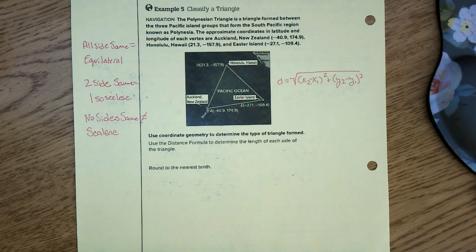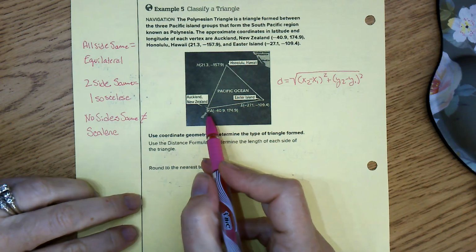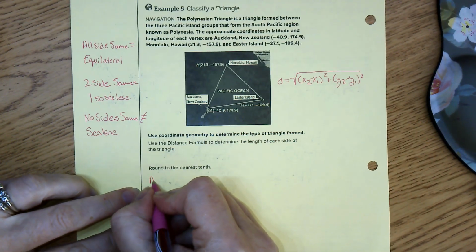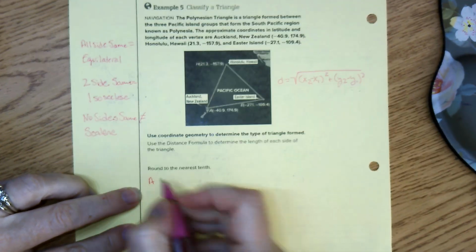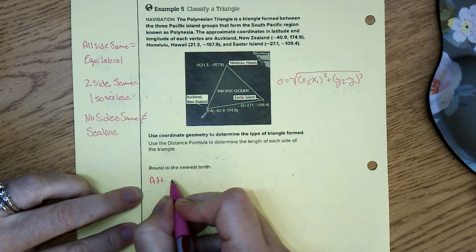We're going to put things in and use our distance formula. We've got this. It just takes some time. So what do we want to do first? We're going to go from New Zealand to Honolulu. We're just going to do them systematically.